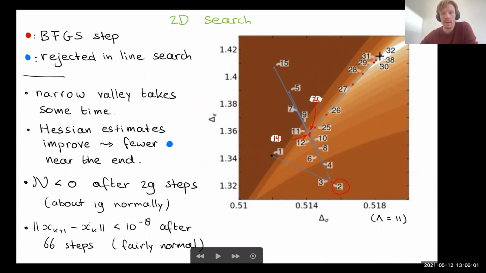And then we continued to see if we could also find the minimum of the navigator function, because why not? And it took us 66 steps to get to a step size that was so small that we declared it converged at 10 to the -8, which is reasonably normal, not entirely crazy. So this is just to show how the BFGS algorithm works and that it can be used for our navigator function.